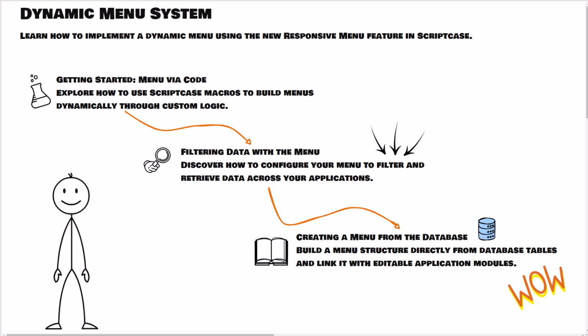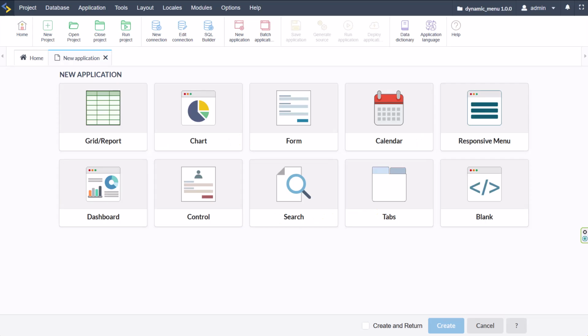The third one will be generating the menu from your database tables, and then you can link it to the applications within your application modules. Okay, so let's dive into Scriptcase, where I have already created a whole new project. So I have already pre-prepared this so that you don't have to worry about that.